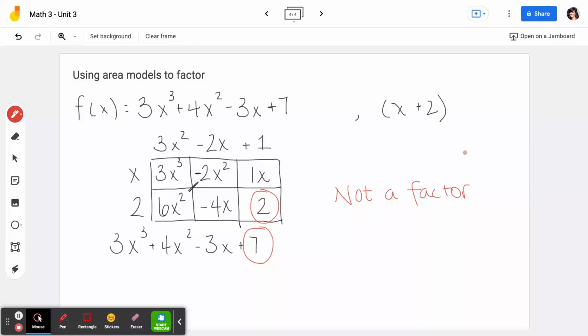All right, so next week, when we're not always given these factors, we need to start knowing how to recognize if it is a factor. So this is not a factor because it didn't work out evenly. It didn't work out that x plus 2 times something gave us this down the bottom, which means that it is not a factor.